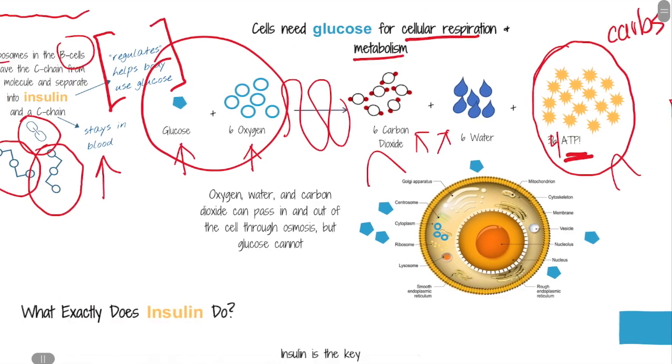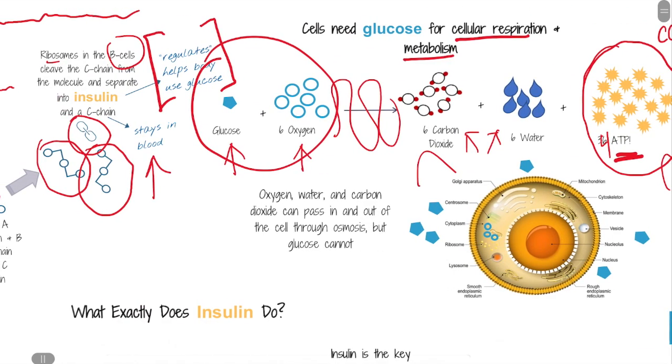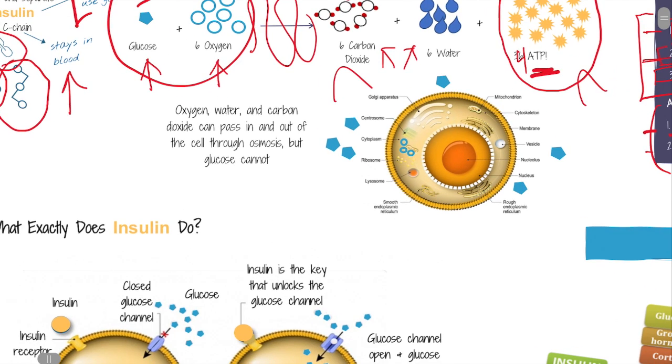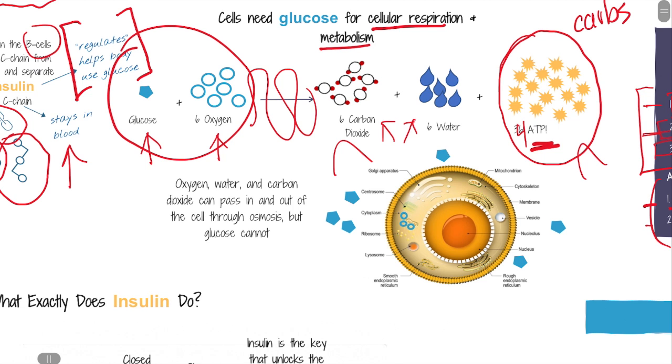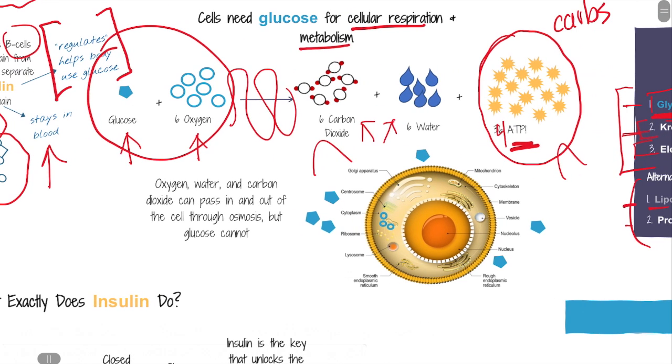So here's the problem. Here's where insulin comes into play. Oxygen, water. So if you look at all of the things inside of this kind of calculation I've showed you here, it's just a chemical equation, right? Glucose plus oxygen equals. So if you look at that, the molecules, oxygen, water, and carbon dioxide molecules have no problem passing in and out of a cell through osmosis. Unfortunately, glucose cannot do that.